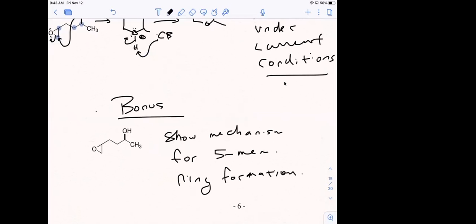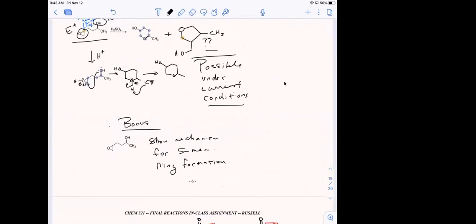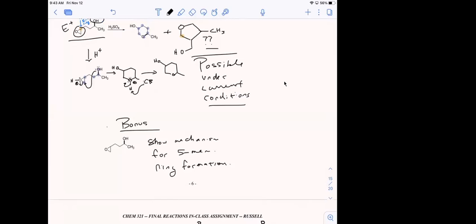I'm going to post a link for this in that final reactions assignments folder. But I want you to show the mechanism of how you will make that 5-member ring. So just put the arrows in, just like we did for the 6. And I'll post a link for you to submit that by the end of the day.